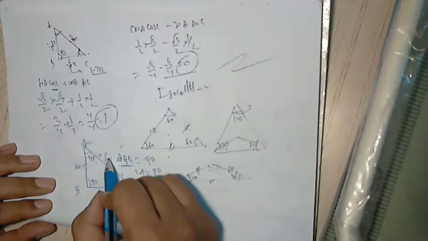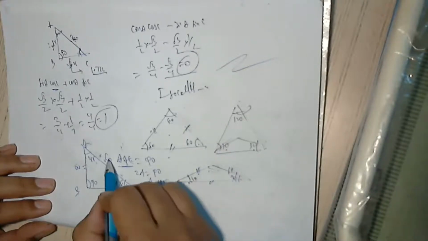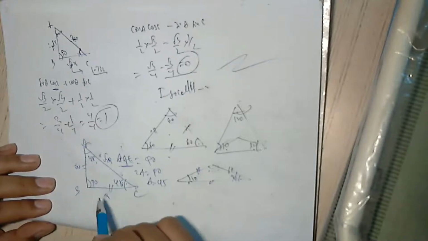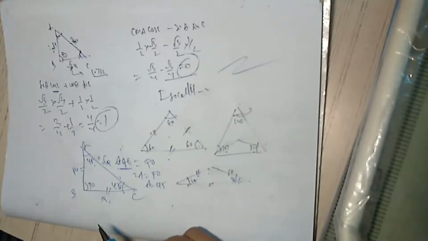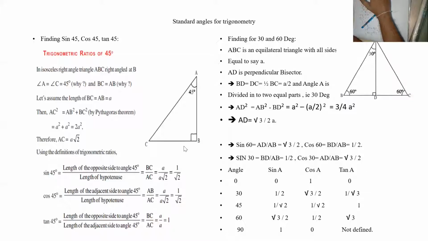Sin 45, A by root 2A, is 1 by root 2. Cos 45, A by root 2A, is 1 by root 2. So tan 45, A by A, is 1. So these are the values of the 45-degree angle. So you understood 45 degrees, how we got it? Sin and cos 1 by root 2, tan 45 is 1.